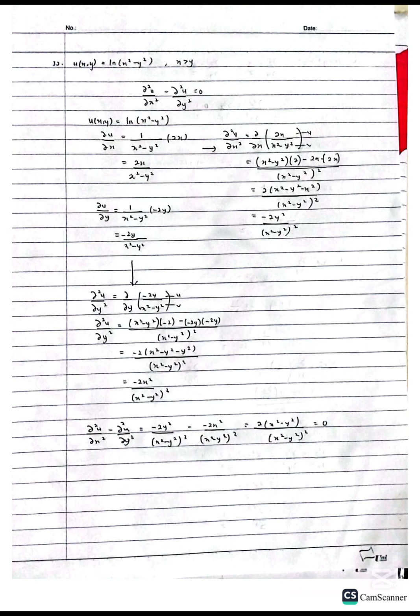We need to differentiate a second time, and we get 2x² over (x² − y²)², and the difference ∂²u/∂x² − ∂²u/∂y² is equal to 0.